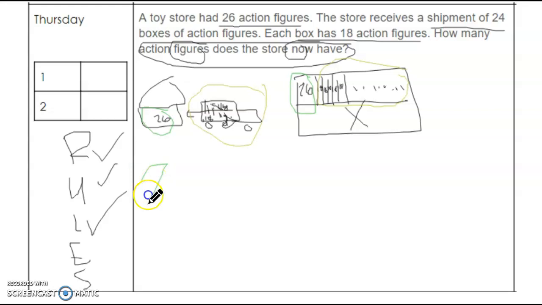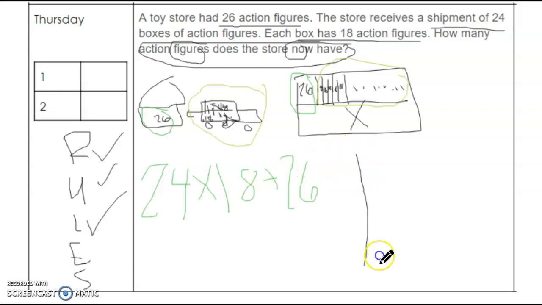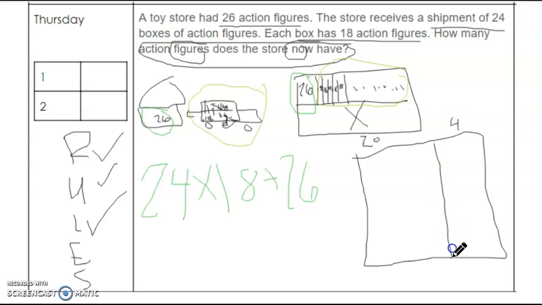So we're going to do 24 times 18 plus the 26 that we already had. So we had a low stock to begin with. Okay, so let's go ahead and solve that. So I'm going to solve using the partial products method or the box method. So I'm going to decompose 24 into 20 and 4. And then I'm going to decompose 18 into 10 and 8. So here I'm going to do 20 times 10.